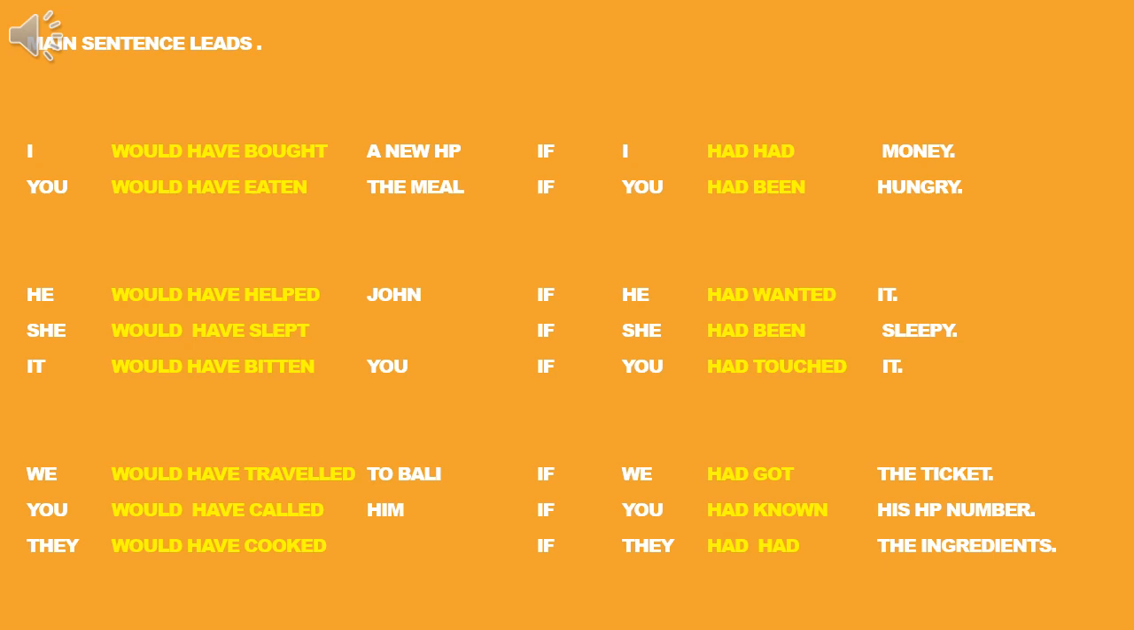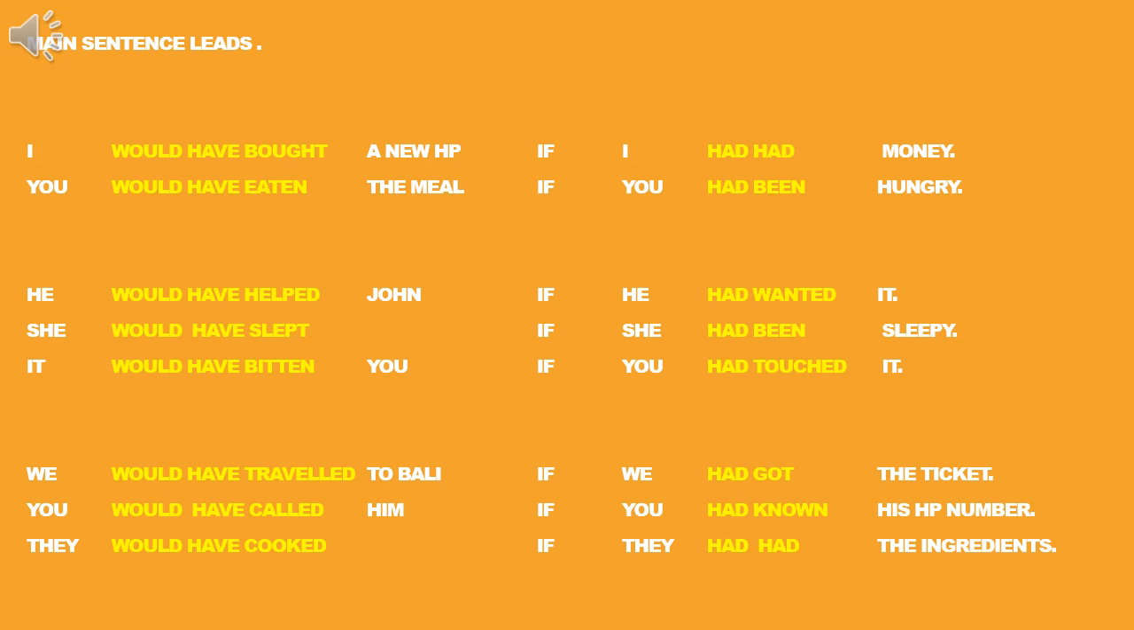More examples about the conditional formula 3 or type 3. This time main sentence leads. I would have bought a new handphone if I had money. You see, from real formula 1, we change to would formula 2, and then we change to would have verb 3, would perfect formula 3. And from formula 1, we use a simple present have. Formula 2, we change to be past tense had. And formula 3, we change to be a past participle had. I would have bought a new handphone if I had money.